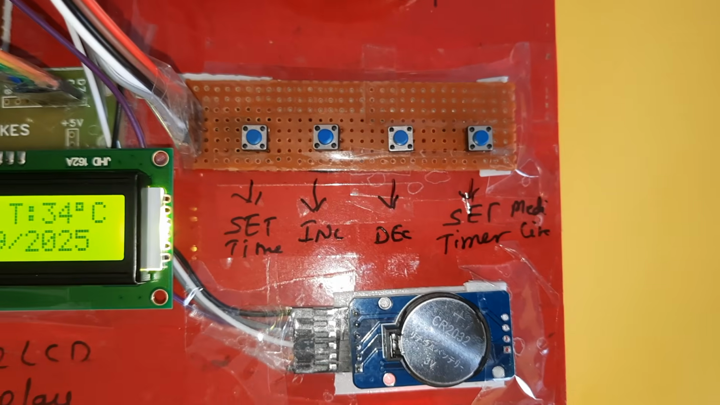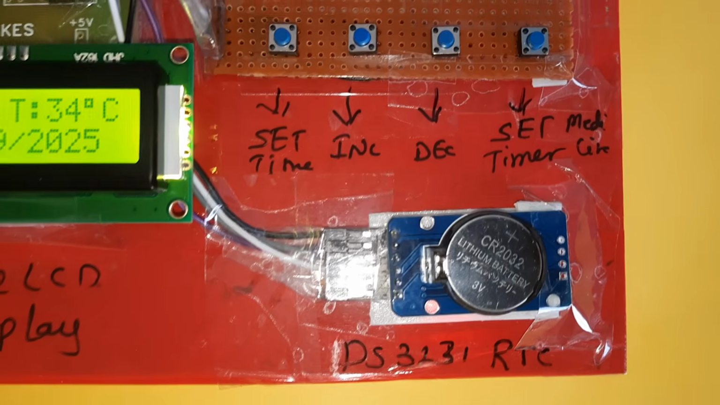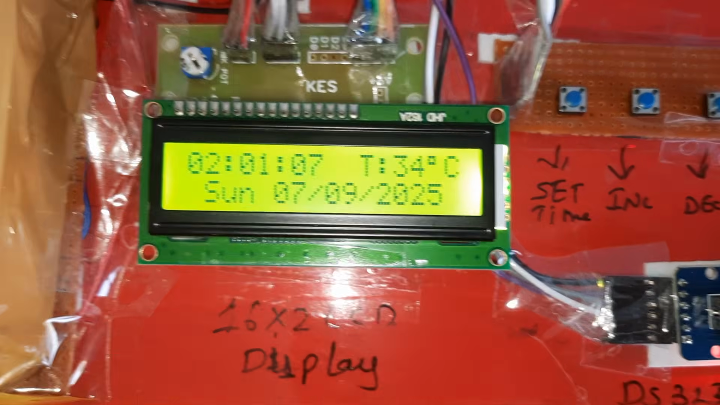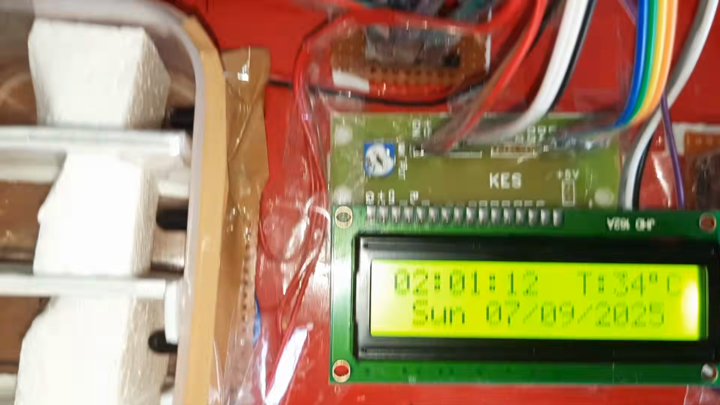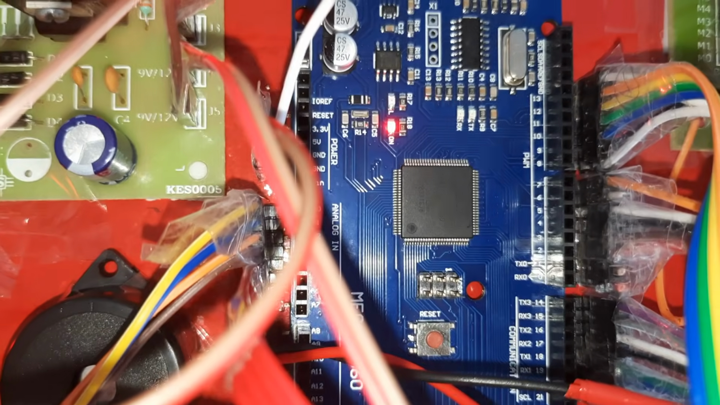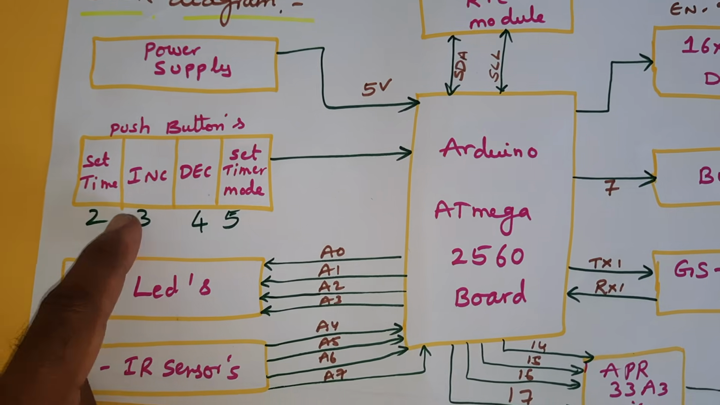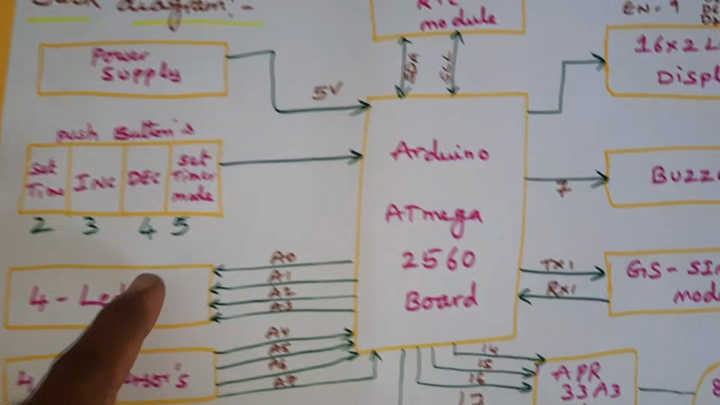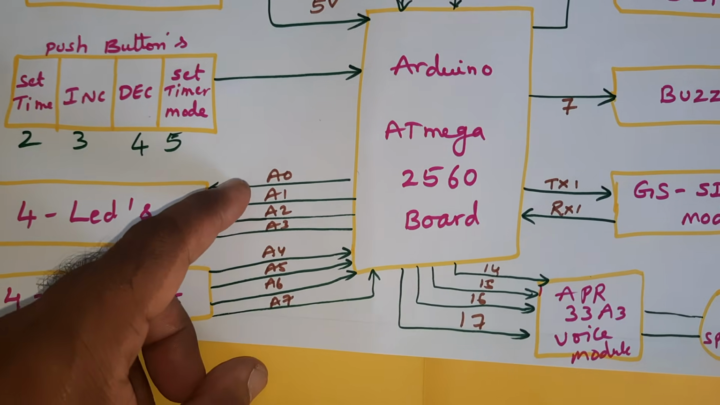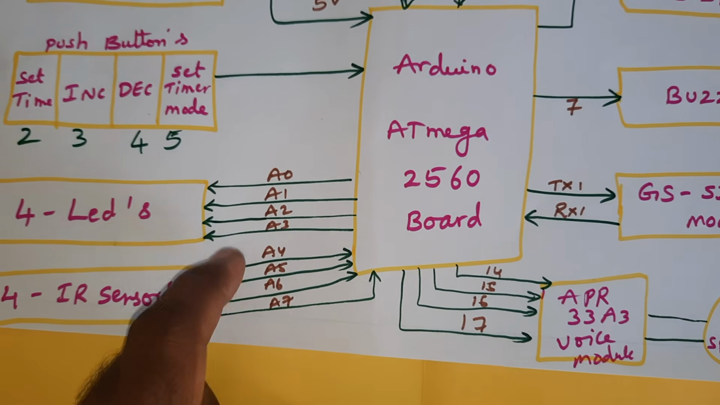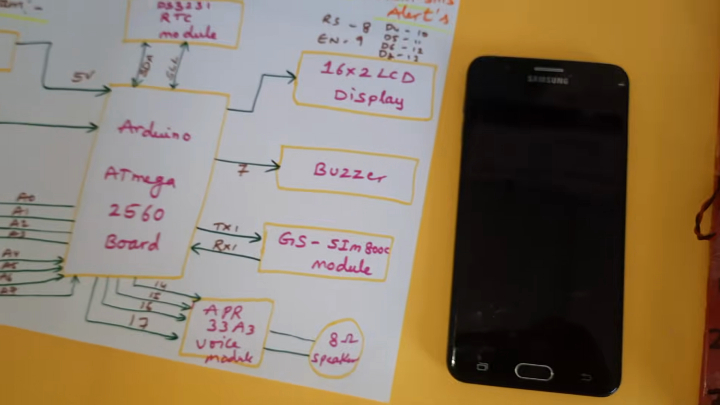So the RTC timing is set for the medicine, and here we are using the DS3231 RTC module and a 16x2 character LCD display. Whatever process is going on is displayed on the LCD, connected to pins 8, 9, 10, 11, 12, 13. So this is our block diagram. Switches are connected to the second, third, fourth, fifth GPIO pins. LEDs are connected to A0, A1, A2, A3. The 4 IR sensors are connected to A4, A5, A6, A7.